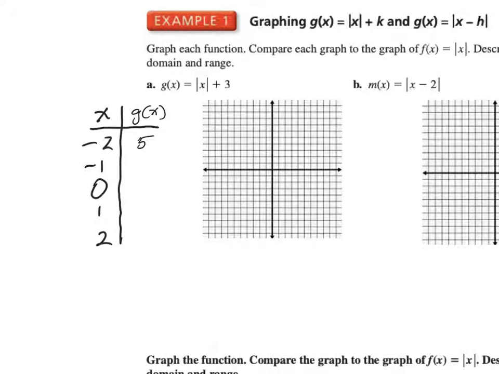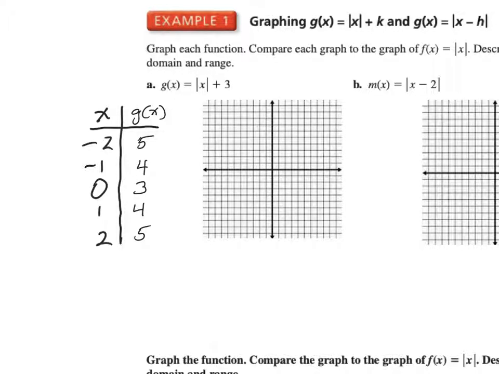Okay, so let's put -1 inside, and it's going to be 4. Absolute value of 0 plus 3 is? 3. Now, absolute value of 1 plus 3 is 4. And then the next one's going to be 5.